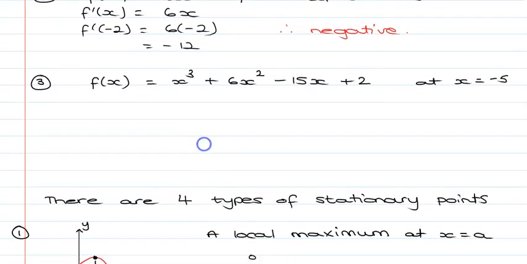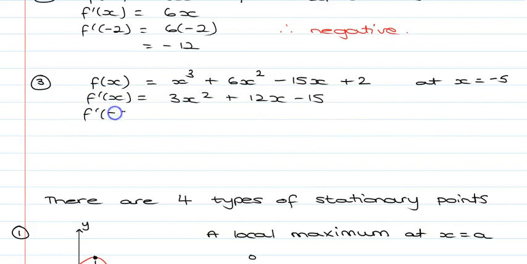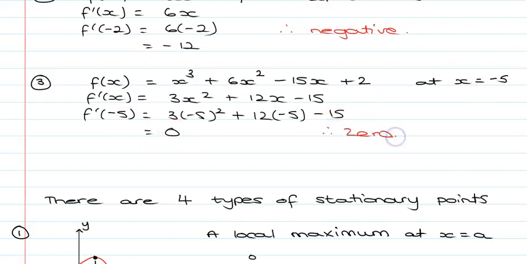Let's look at a different case. When I differentiate this function, I get 3x squared plus 12x minus 15. If I substitute x equals negative 5 into this function, I get 3 times 25, plus negative 60, minus 15. I get the answer to be 0. This tells us that at the point when x equals negative 5, the gradient is 0. When we find a 0 gradient, that means there's a stationary point.